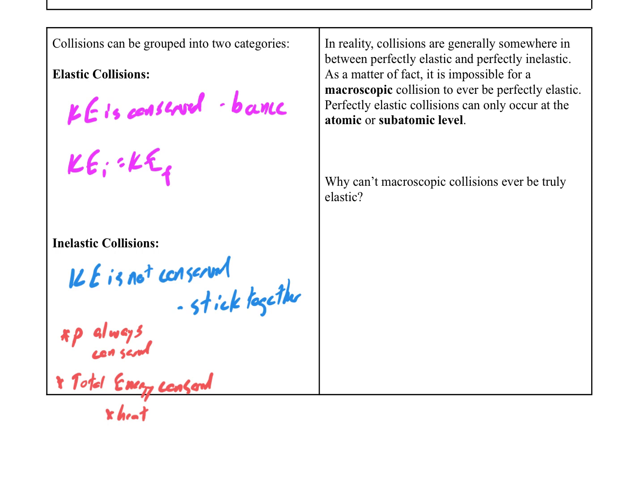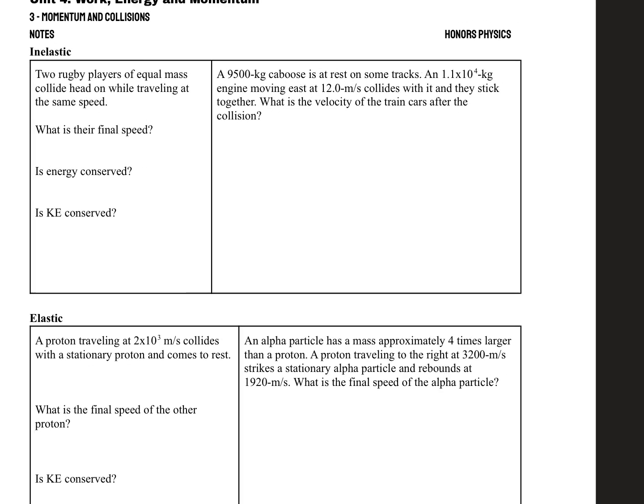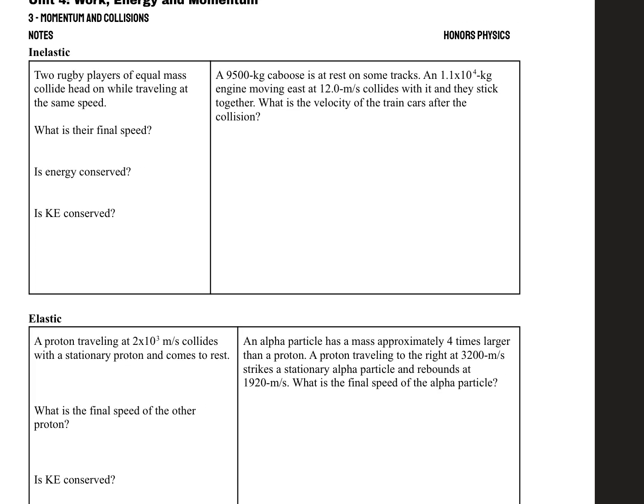We'll talk about this question a little bit in class, beginning of class, as we're working on this, okay? But the last thing I want to do is work on a couple of example questions. So here we go. Two rugby players of equal mass collide head-on while traveling at the same speed. What is their final speed? The same mass, same velocity, they end up getting 0 meters per second, right? They end up sticking to each other. So is the energy conserved? Yes, total energy is conserved, but kinetic energy is not conserved, okay?